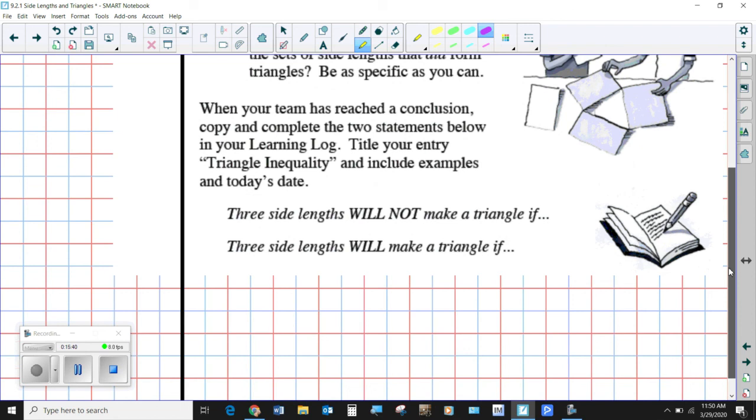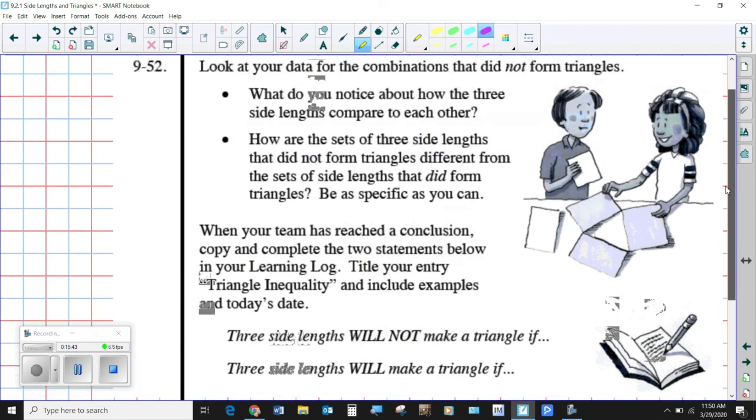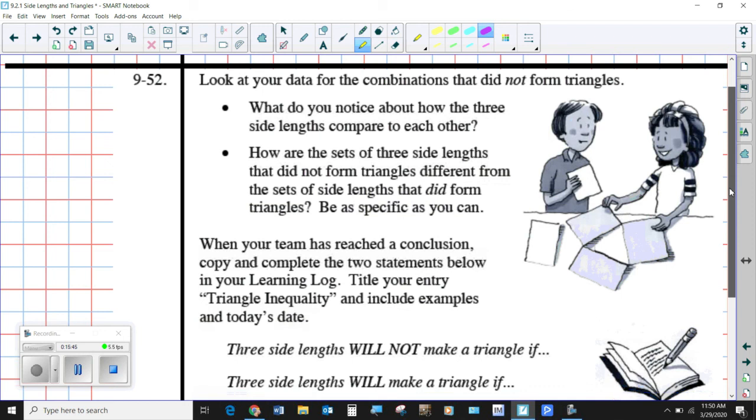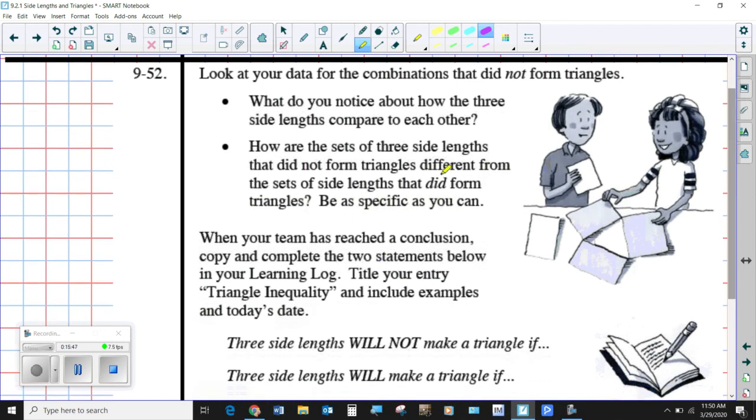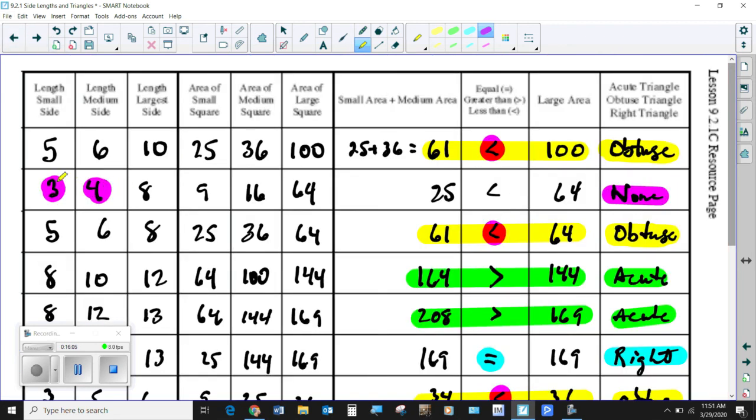So let's go ahead and read through these. I would like for you in your journal to write down the response to this question here. Look at your data for the combinations that did not form triangles. How are the sets of these sides different from the sets that did form triangles? Go ahead and write down your response based on what we had just said here. It has to do with the fact that if the first two sides don't add up to at least this, it's got to be greater than that actually, the third side, then it's not going to form a triangle.